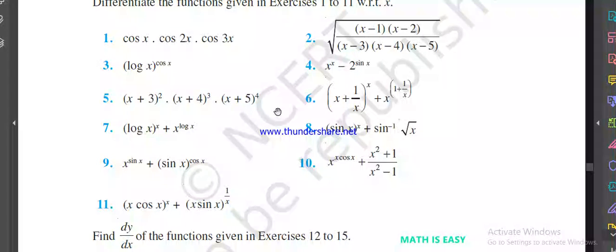Now here also when I apply the quotient, log on both the sides, let me take this as y equals to something. When I apply log on both the sides, it will become log y equals to 2 into log of x plus 3 plus 3 into log of x plus 4 plus 4 into log of x plus 5. That you can differentiate easily.